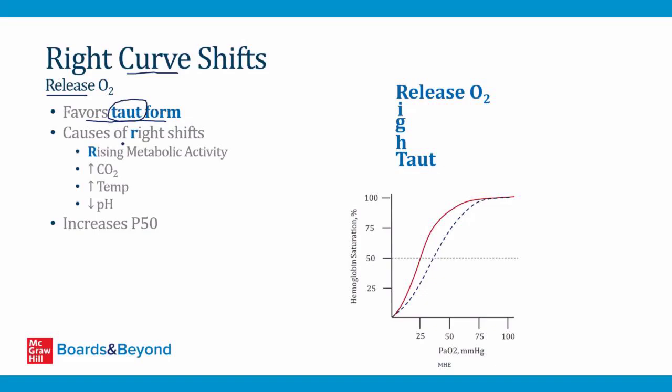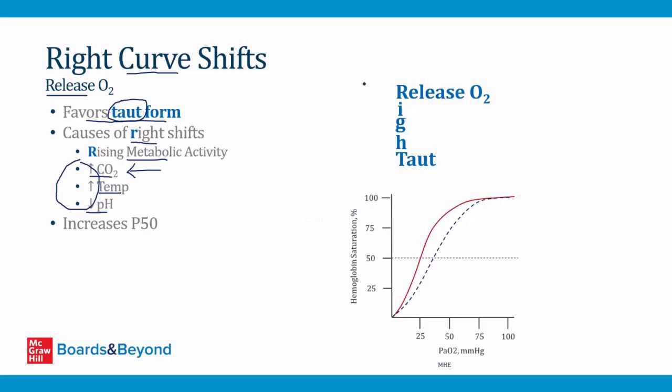There are a number of things in the body that cause a rightward shift, and they're all generally related to rising metabolic activity. If there's more metabolic activity and more CO2 is being produced in the body, that will shift the curve to the right. If there's higher body temperature from metabolic activity, that will shift the curve to the right. And anytime there's more CO2, that can lower the pH, and lowering the pH also shifts the curve to the right. All these things indicate a need for more oxygen, so they shift the curve to the right so that more oxygen can be released from hemoglobin.